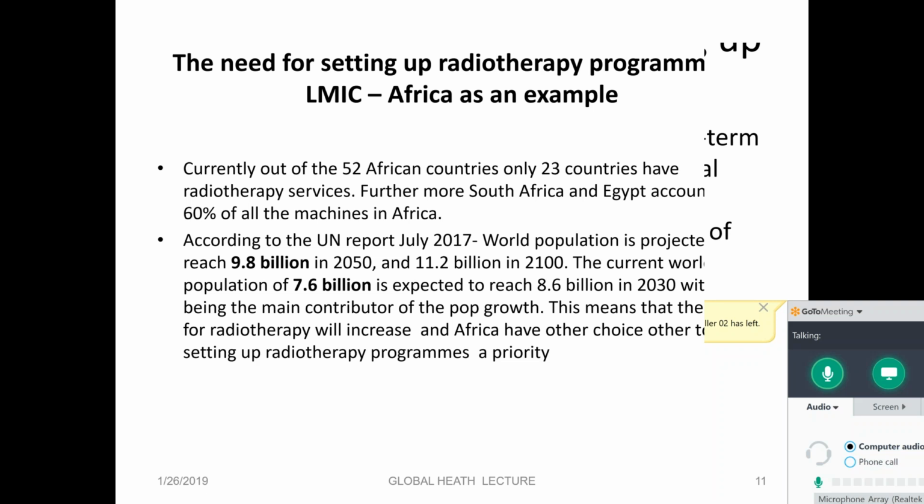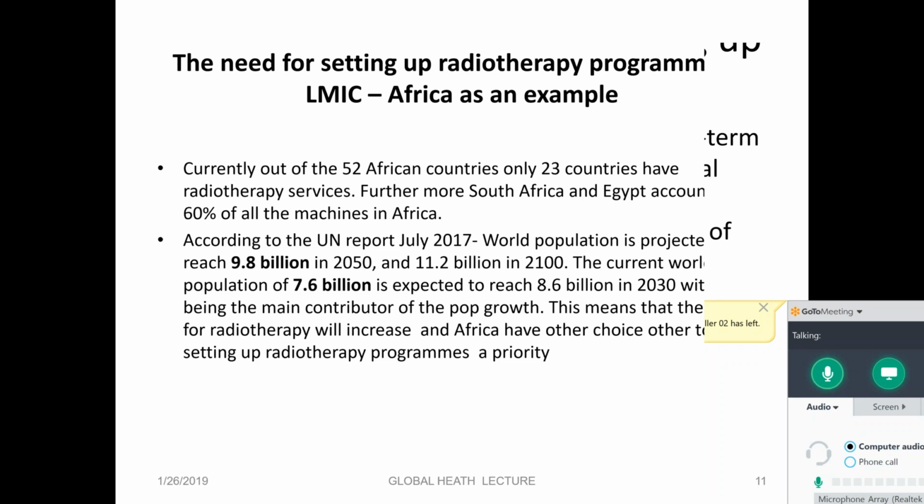This means that the need for radiotherapy will increase as more and more cancers are diagnosed as a result of the increasing population. For this reason, therefore, Africa has no choice other than to start setting up radiotherapy programs and making this a priority, because there is already an unmet need and this is going to increase.